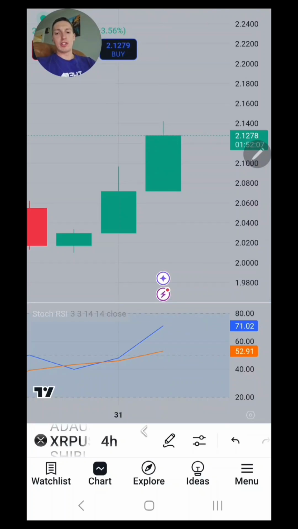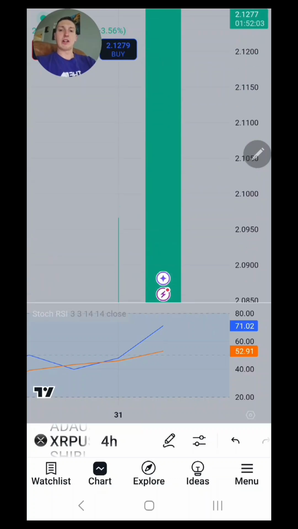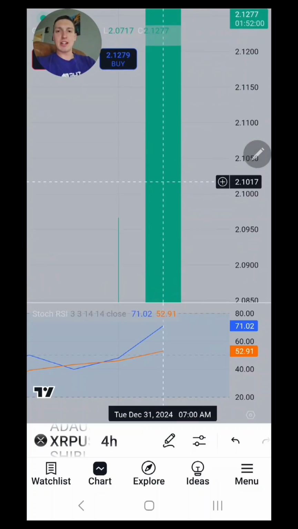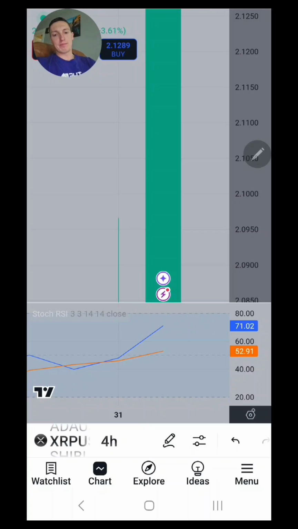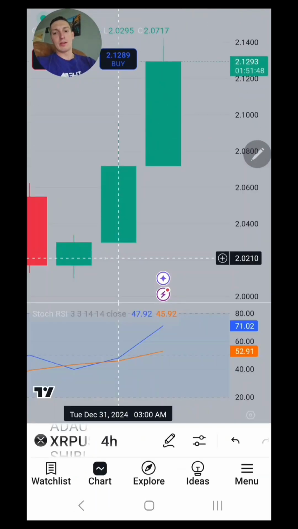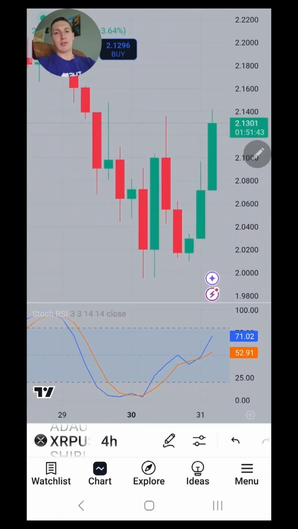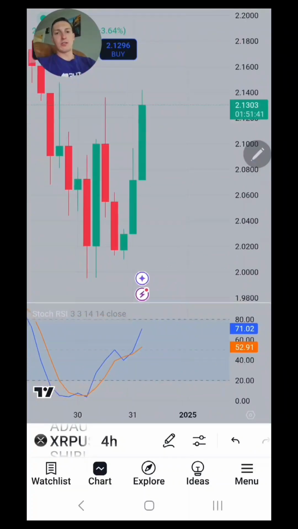So now if you want to change that, an easy way, if you're scaling all this and it gets way out of whack and you're like, oh, how do I fix that? I can't even read this. Click this little, whatever that shape is right there, and just hit auto fits data to screen. And it'll fix all of that for you.